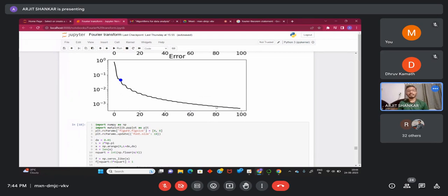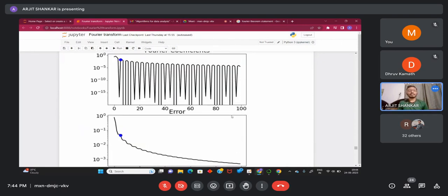As we are increasing, the y-axis shows you the error and the x-axis shows you the Fourier coefficients. As we increase the number of Fourier coefficients from 0 to 100, you can see that the error is really decreasing. As we reach 100, it's almost going to 10 to the power of minus 3, which is really close to 0. But it will only ultimately reach 0 when the number of Fourier coefficients tends to infinity, obviously.